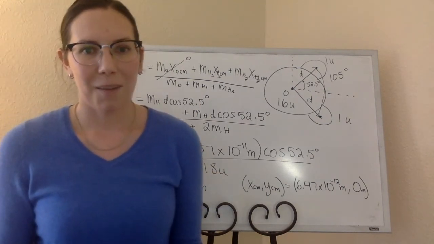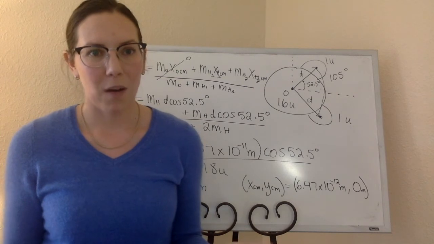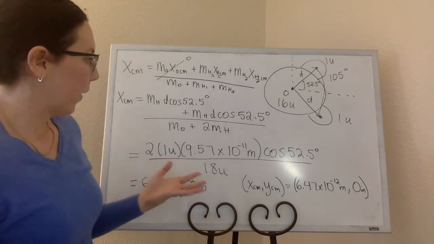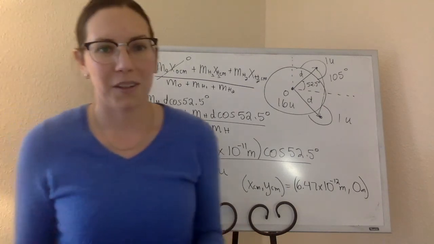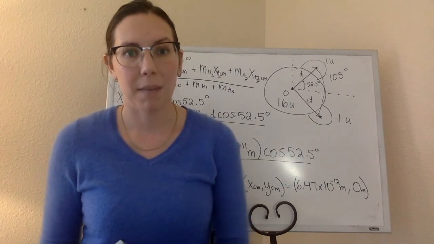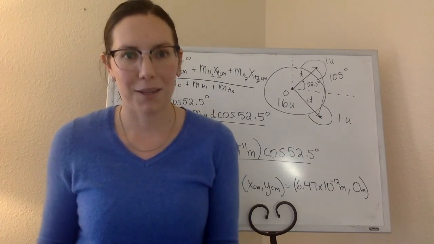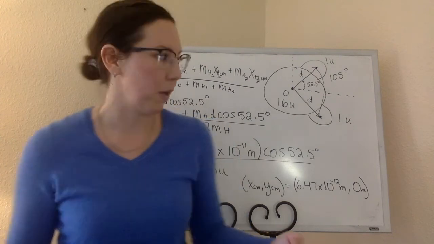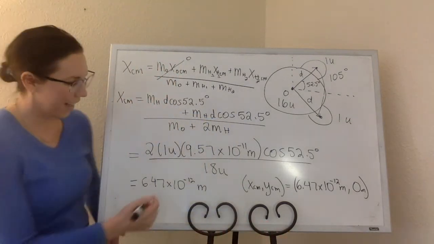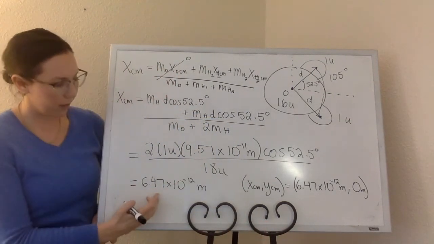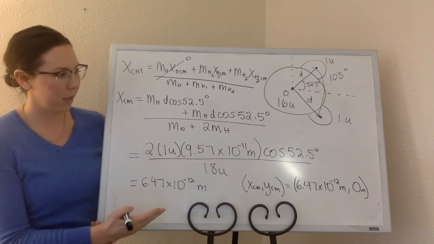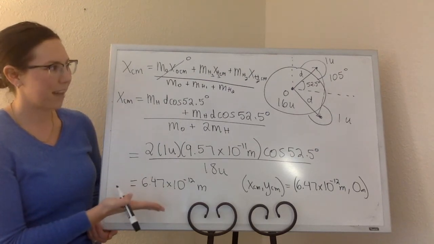The masses are in atomic mass units now. It doesn't matter what the mass units are as long as you're consistent, because they will cancel. And the same for our x coordinate. We could use centimeters, we could use meters, as long as we're using the same units throughout. So I get 6.47 times 10 to the negative 12 meters for the x coordinate of the center of mass.